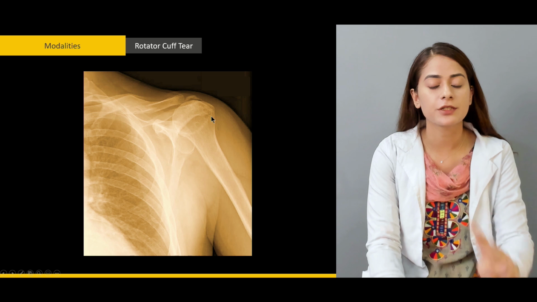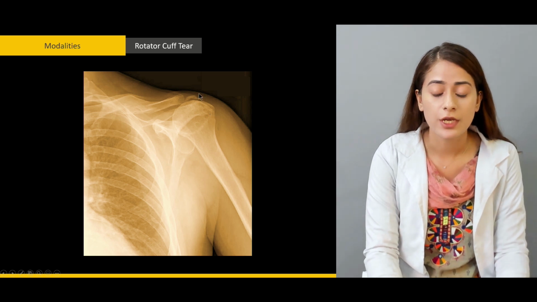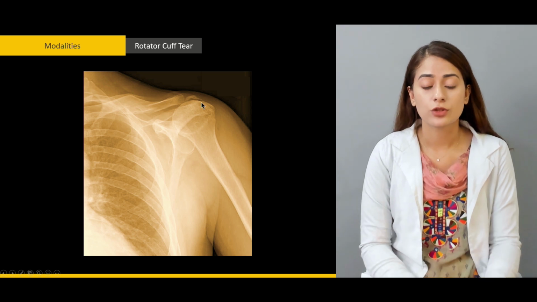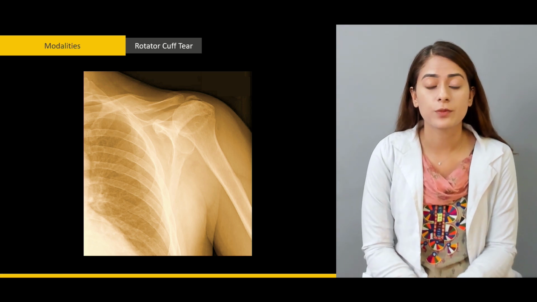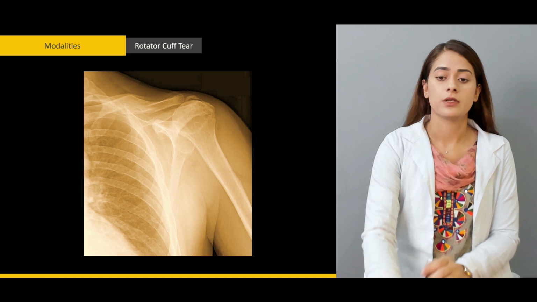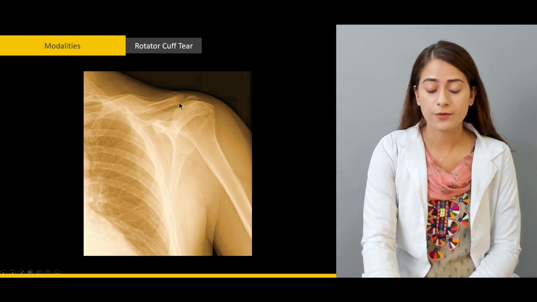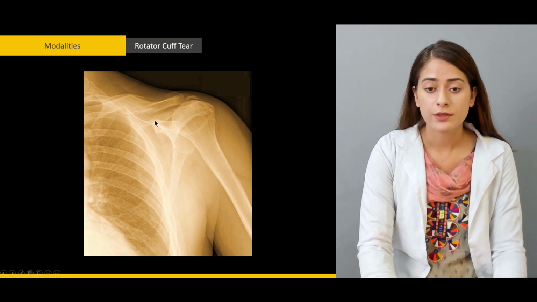All the 4 rotator cuff muscles are attached to the greater tubercle of the humeral head. So here, as we can see, there is no space between the clavicle and the acromion; the acromion is hardly visible. And this is the glenoid cavity.